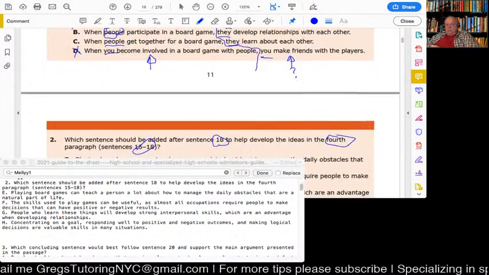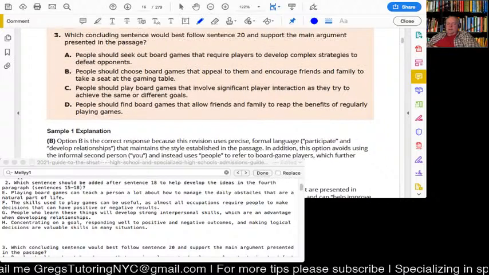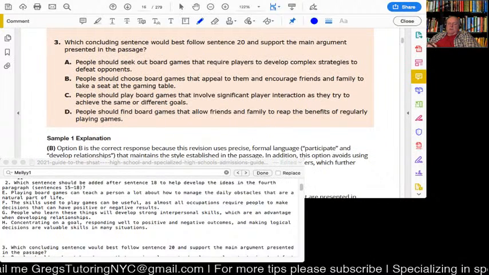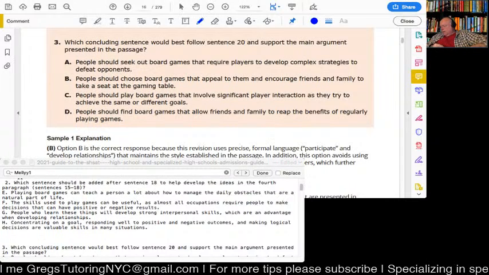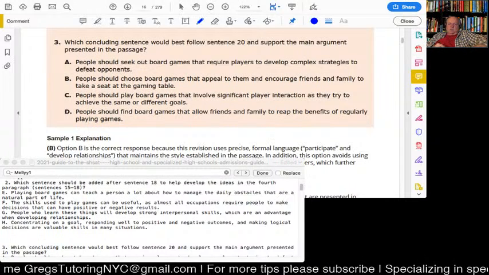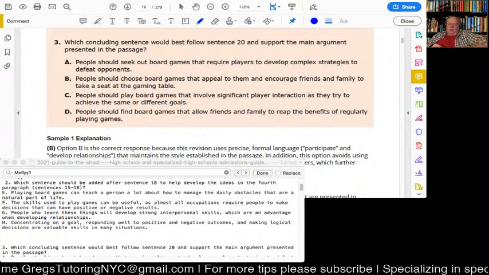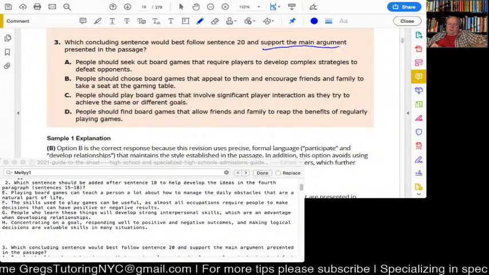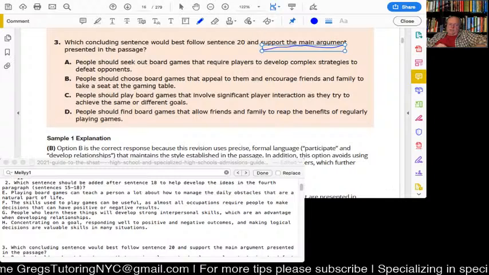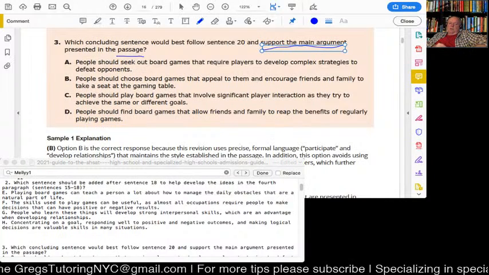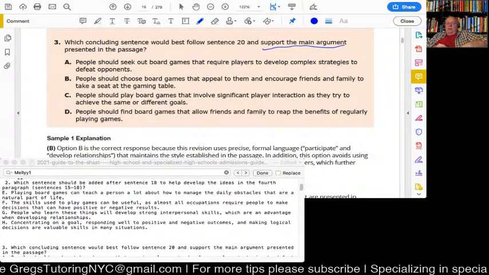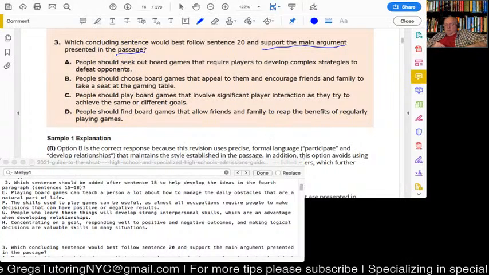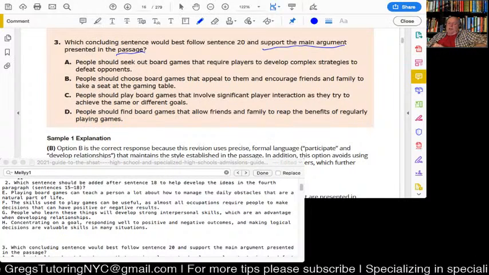So let's try to go through this top level again and see if we can see a pattern in the choices. If not, we'll just approach the questions for what they are, okay? Which concluding sentence would support the main argument presented in the passage. So they are asking you about the whole passage and not just about the last sentence of the last paragraph.